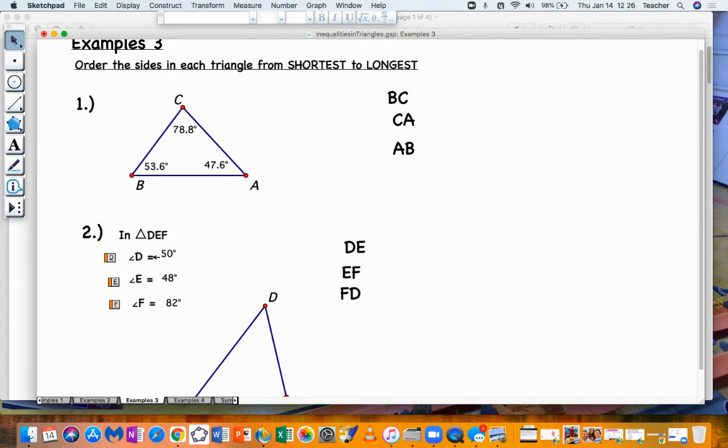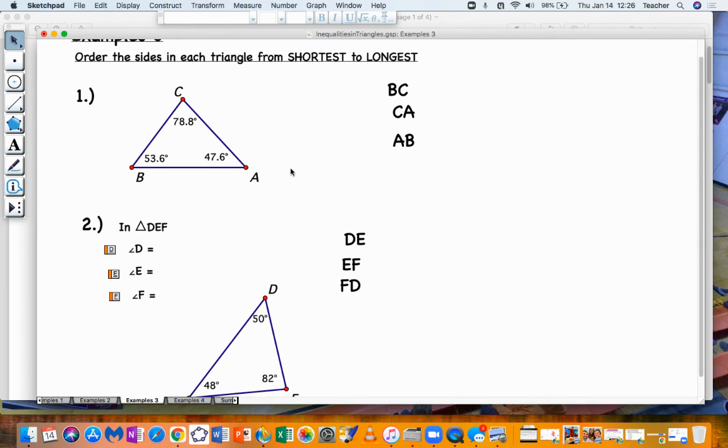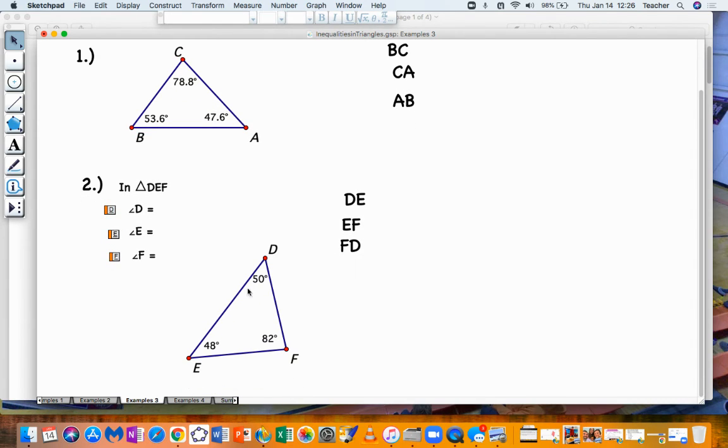You have triangle DEF, and here are the measurements of those angles. Angle D, angle E, and angle F. I would draw, sketch a diagram. I'm going to plug in 50 for D, substitute 48 for E, and substitute 82 for F. And then treat it just like number 1. Directions say shortest to longest. I'm going to go smallest angle to biggest angle.